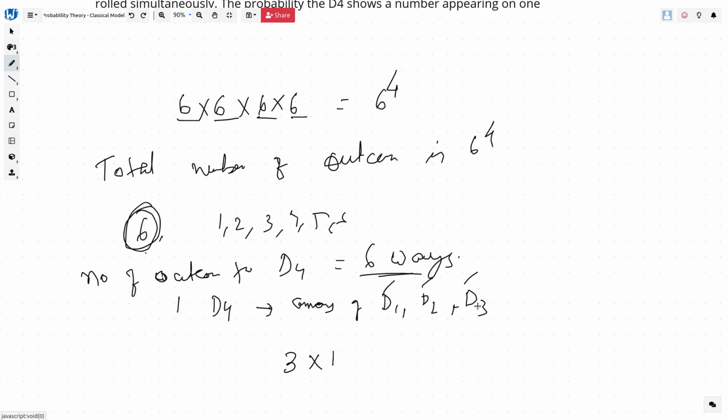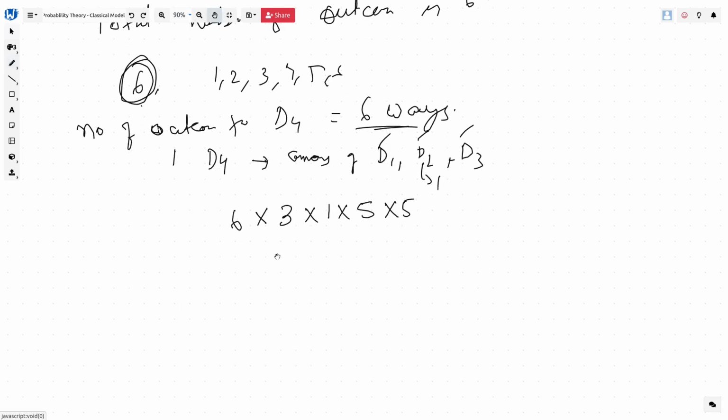Now for the rest, let's say it appears in D2, the same number 1. Now D1 and D3 have 5 possibilities left each, so that is nothing but 5 into 5, right? And the total number of ways the outcome can come from D4 is 6. So this is case 1, when only one of D1, D2, D3 contains the number of D4, right?